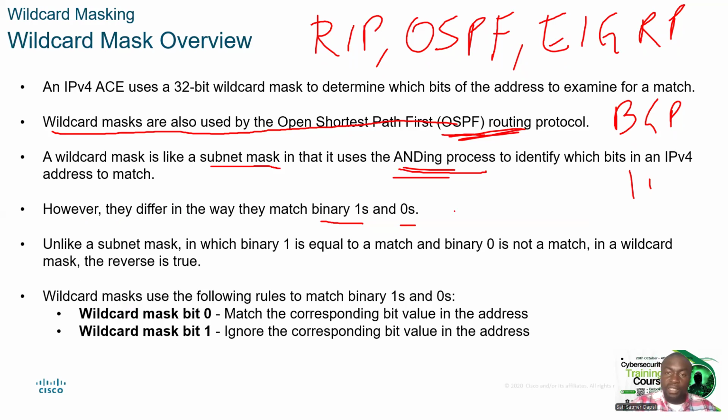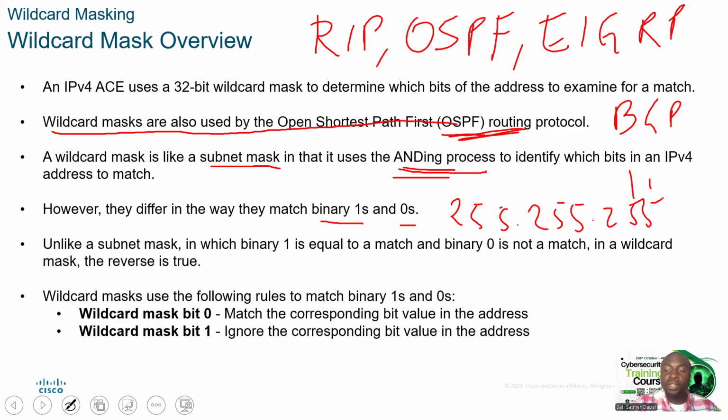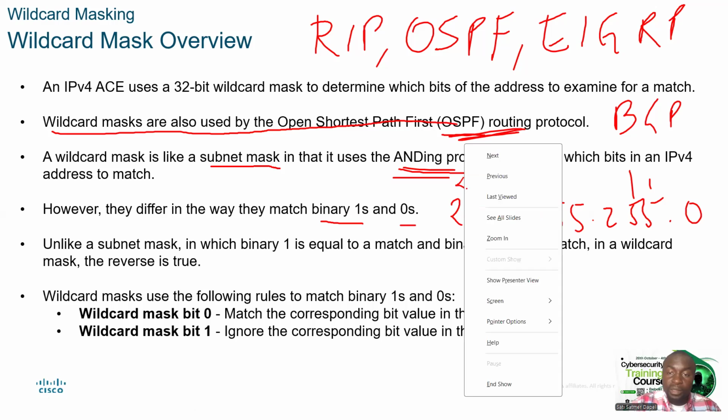If, for instance, my subnet mask is 255.255.255.0, all you just need to do is subtract it from the entire 255. So just put another 255 at the top here.